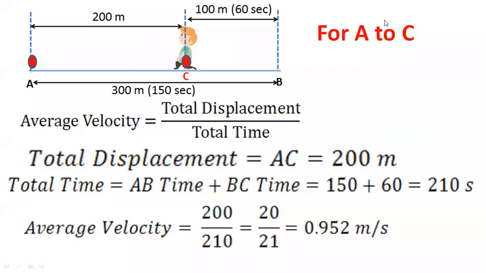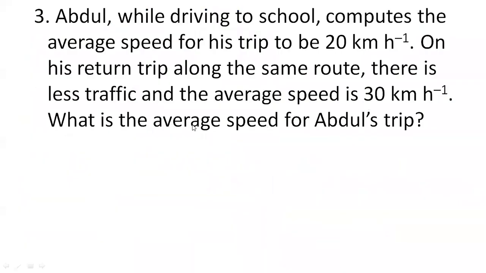Okay. Now let us go for the third question. Let us try to understand what they have given. They have said that the name of the person is Abdul. Abdul, while driving to school, that person is going to school. Okay, it might be a student, or maybe a teacher, who knows? Abdul commutes, and the average speed of his trip is 20 km per hour.